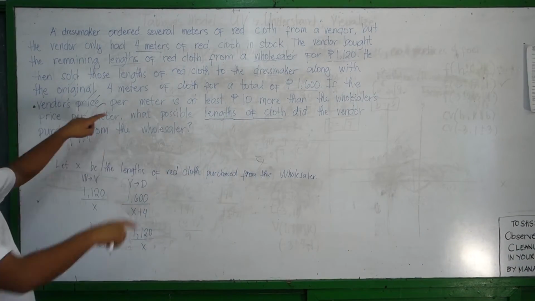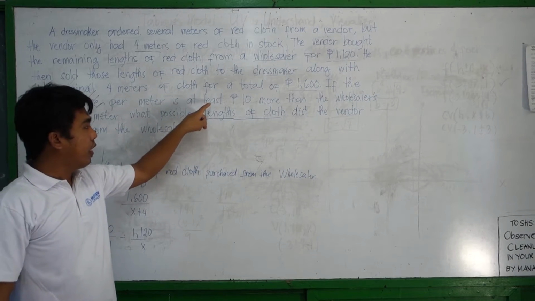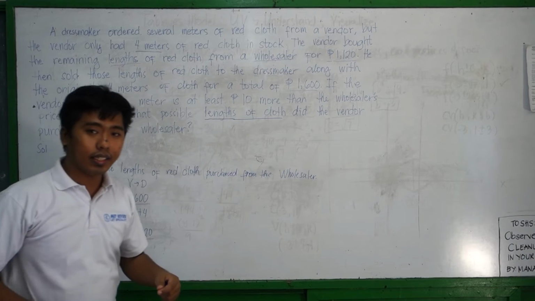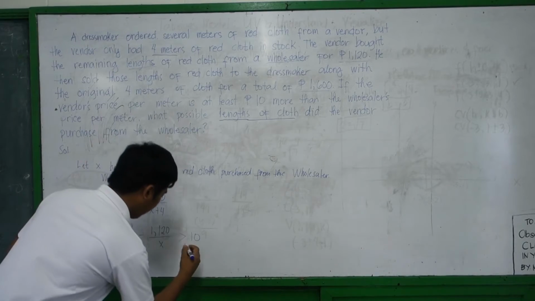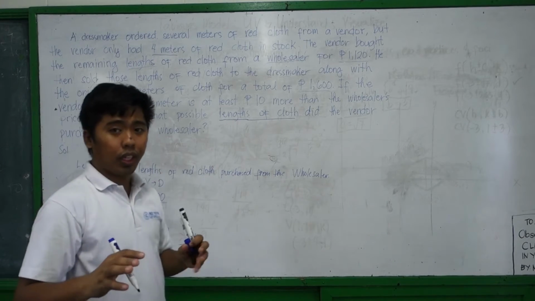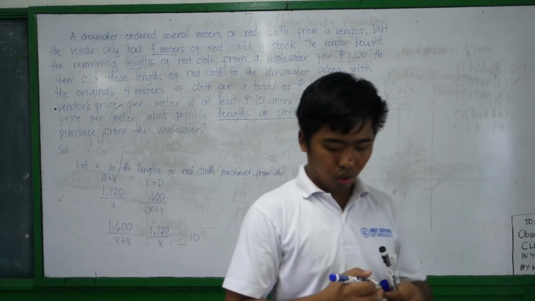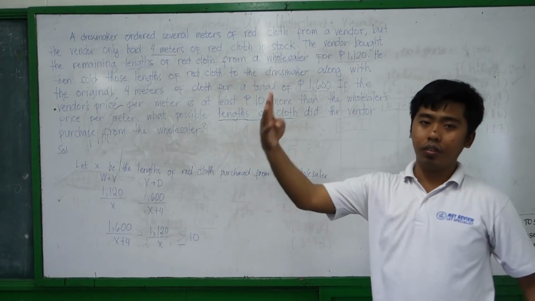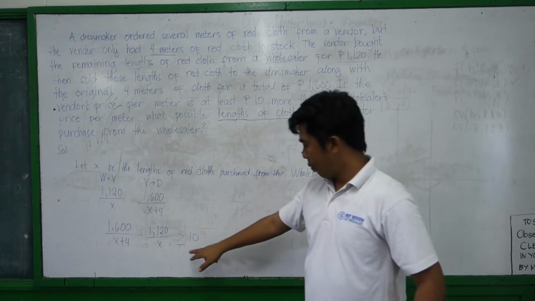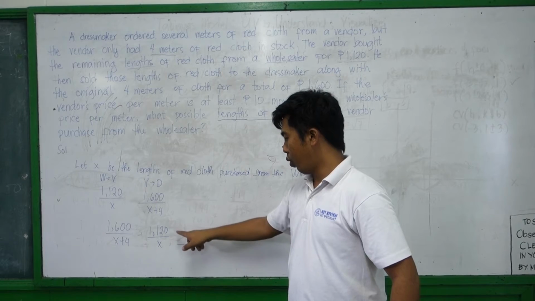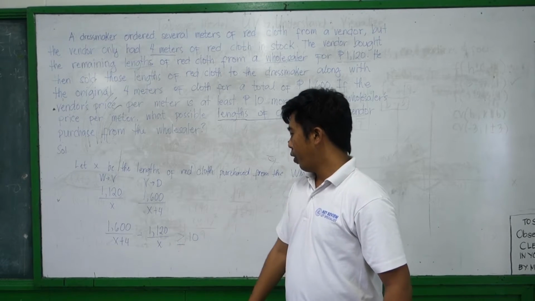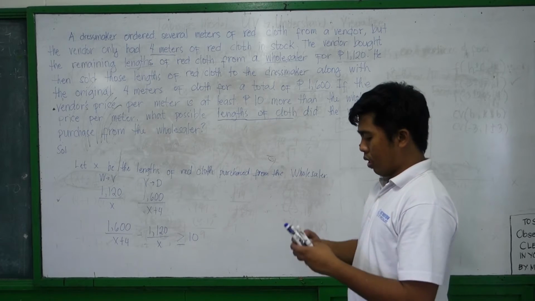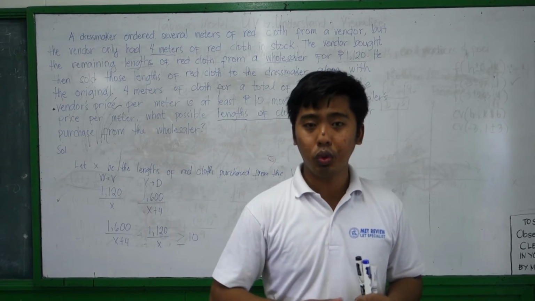If the vendor's price per meter is at least 10 pesos more than the wholesaler's price, ang meaning na, ang ginansya niya, di ba? So meaning 10 is part. Okay, so at least 10, 10, 11, 12, 13. So that's why natin ibutang of equal. So greater than or equal. Okay? Now, let's continue. So, hibaw naman ta sa itong step-by-step procedure.